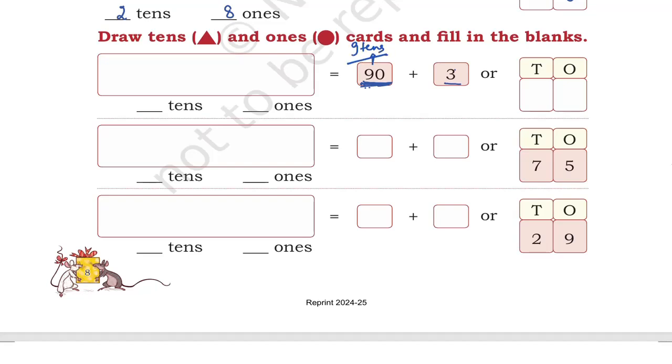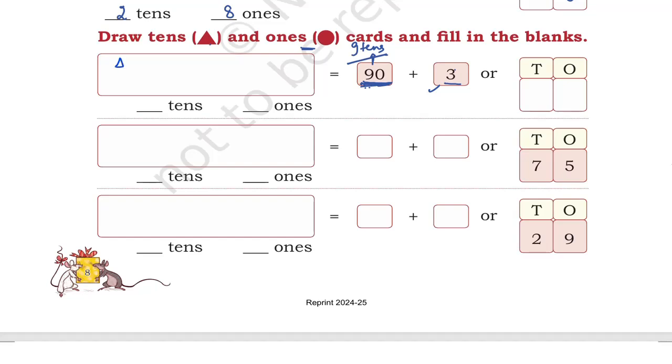And for the tens, we have to draw triangles. Now I'm going to ask you, how many triangles are you going to draw here? We are going to draw 9 triangles. And how many circles are we going to draw for the ones? We are going to draw 3 circles for the ones. Let's go ahead and do that.